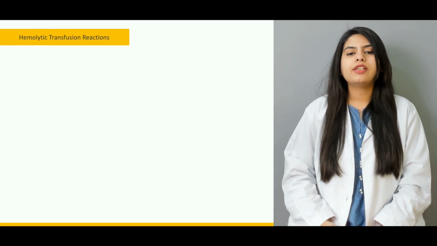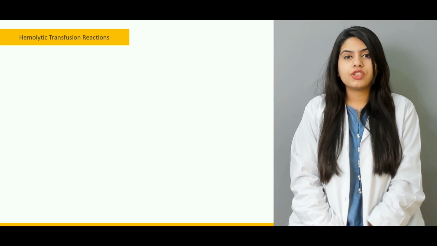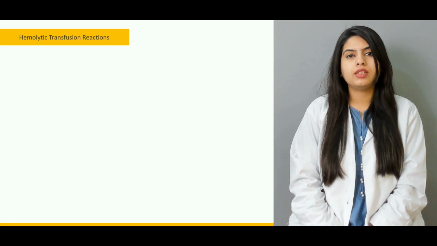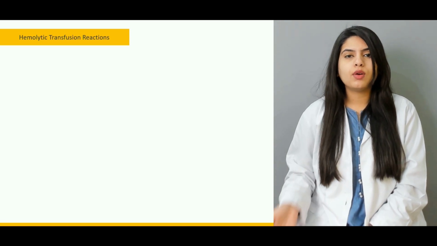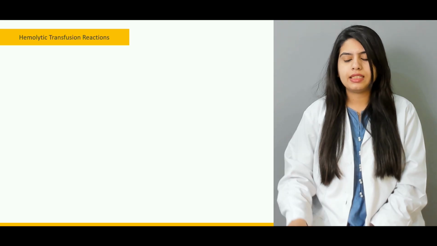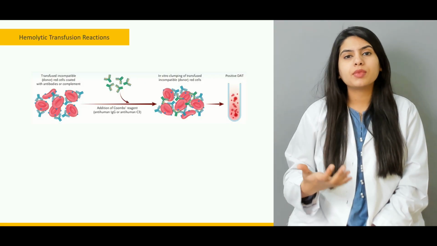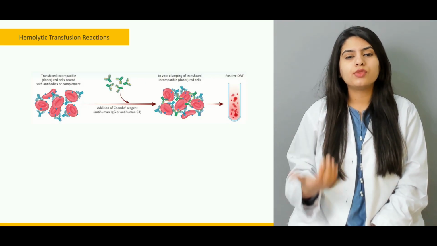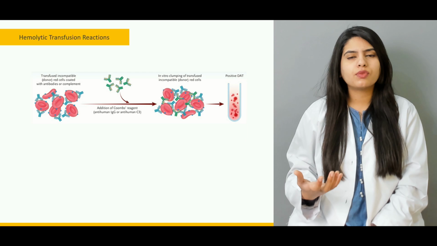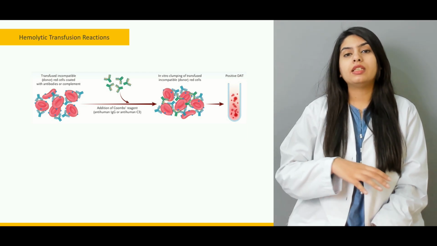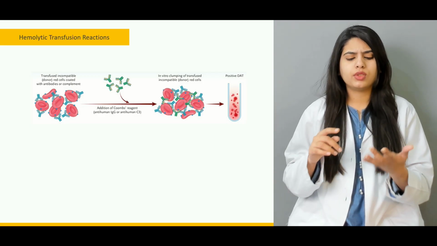Now coming to the hemolytic transfusion reactions. In these, a patient who is transfused with red blood cells may also develop hemolysis. Now, how it may lead to hemolysis, let's see. Mostly the patient who is transfused, who has some kind of autoimmune reaction, is transfused with incompatible red blood cells, mostly because of some kind of mistake. Then the patient will undergo severe hemolysis. The patient will undergo renal dysfunction.